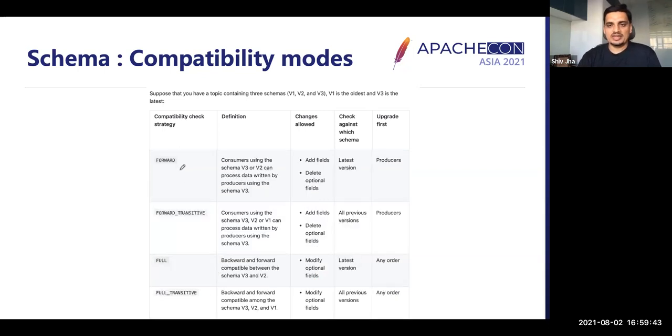Forward compatibility, again, is checking for forward compatibility against only V2. Here you can add fields, but you can only delete optional fields, and you have to upgrade your producer first. Forward transitive is where if your new schema version is again V3, it will be checked for forward compatibility against V2 as well as V1. Full compatibility is backward plus forward, and full transitive is full compatibility checked against all the previous versions.